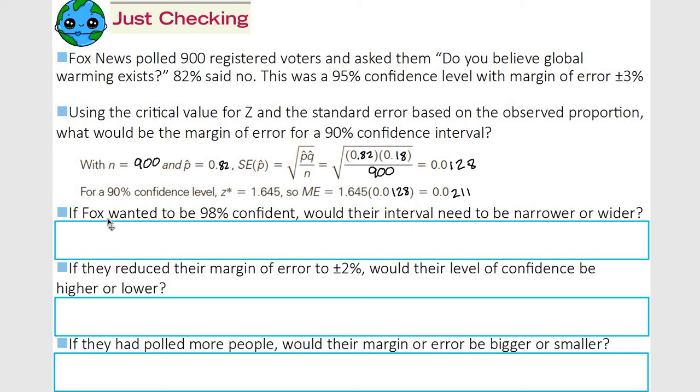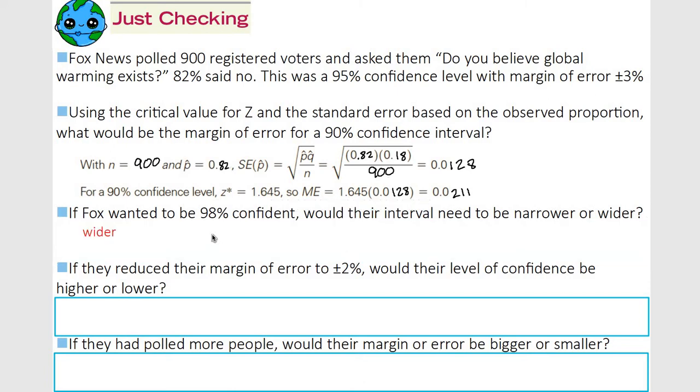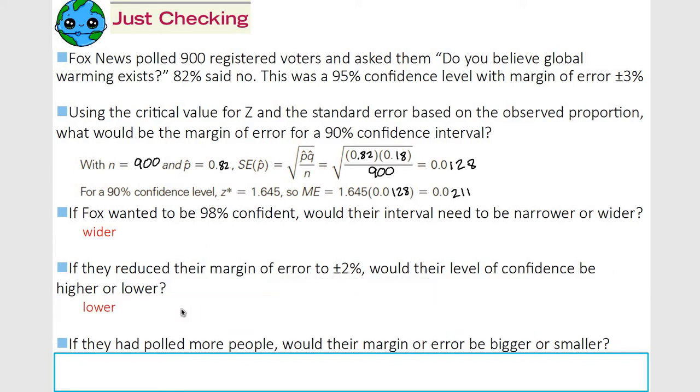All right, now if Fox wanted to be 98% confident, what would happen to their interval? Be narrow or wide? Well, if I'm going to be more confident, then my interval is going to be wider, right? Because then I can't be wrong, right? So here, let's see if they reduce the margin of error. So if we squeeze the margin of error, I kind of gave this one away if you think about it, the confidence would be lower. Okay, that's what happened up here. We decreased it to 90% from 95, and the margin of error got smaller.